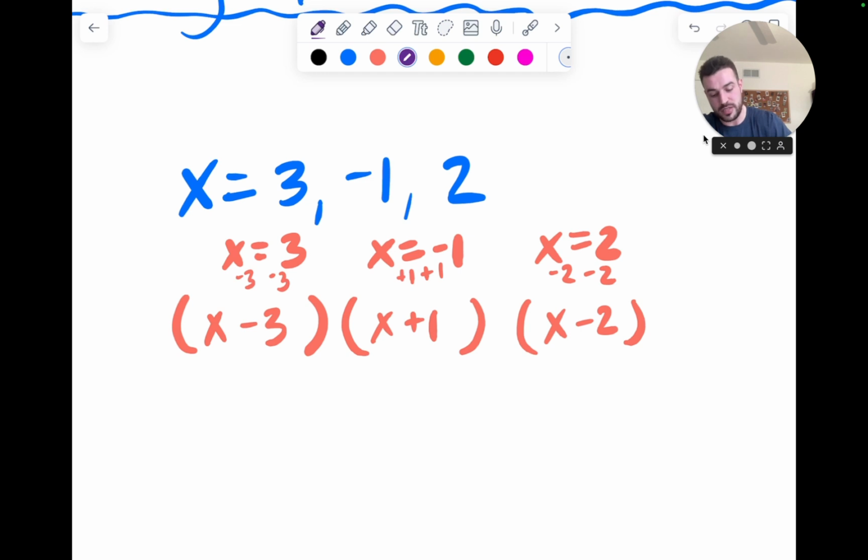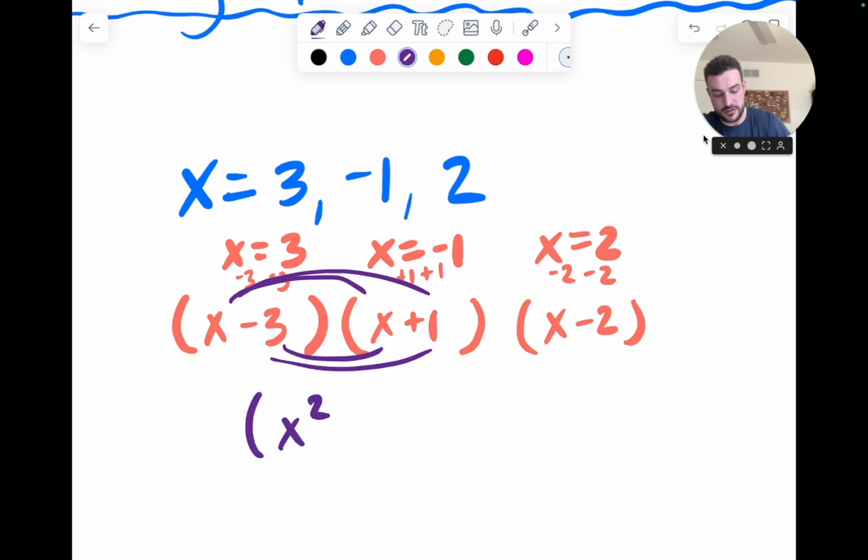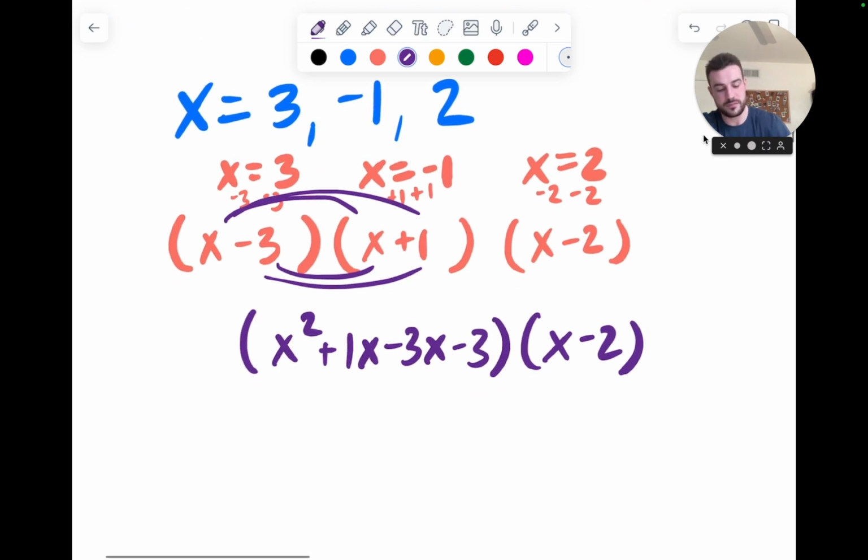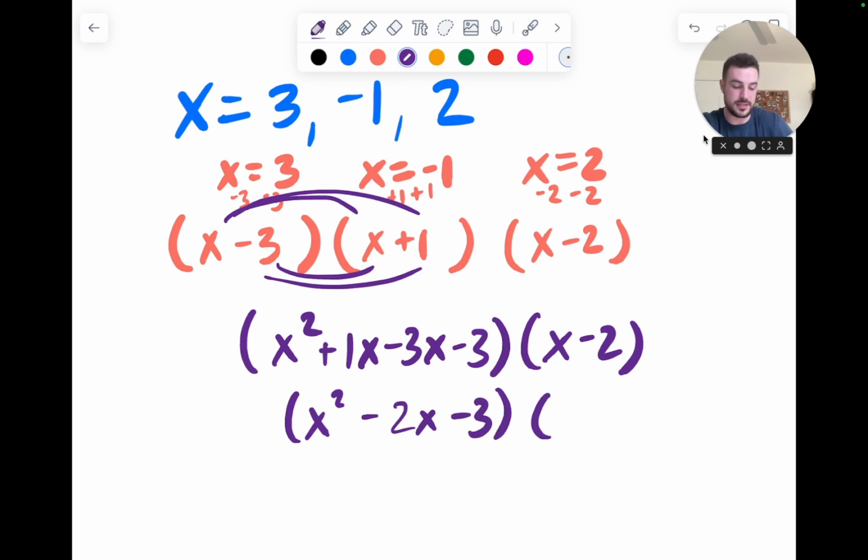So I'm going to take my first 2 and I'm going to FOIL. We have first, outer, inner, last. That leaves us with x squared minus 1x plus 1x minus 3x minus 3. And I still have that x minus 2 that I don't want to forget about. Now I can combine like terms. So those middle 2 are going to combine to a minus 2x. And I still, again, have that x minus 2.